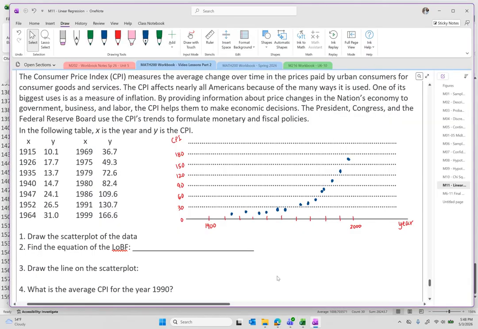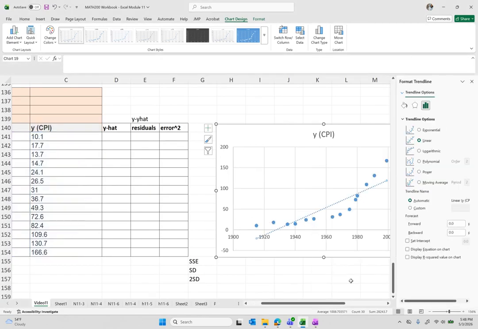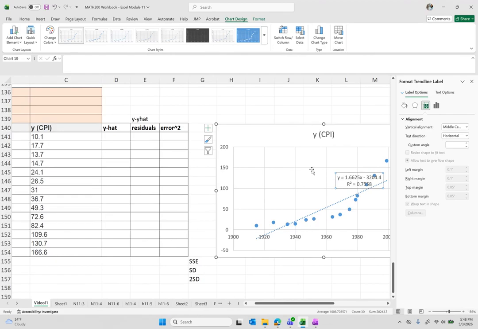And then the next question is asking us to find the equation of the line of best fit. I'm gonna right click on the dot and add a trend line, make sure it's linear, display the equation, and display the R squared. So Y hat is 1.6625x minus 3204.4.